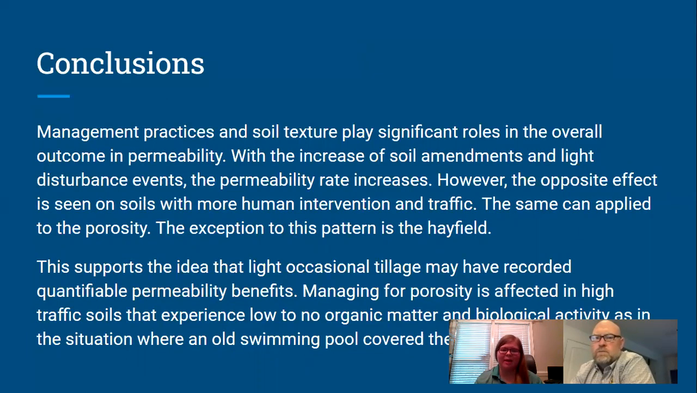The exception to this pattern is the hayfield. This supports the idea that light occasional tillage may have recorded quantifiable permeability benefits. Managing for porosity is affected in high traffic soils that experience low to no organic matter and biological activity, as in the situation where an old swimming pool covered the soil.